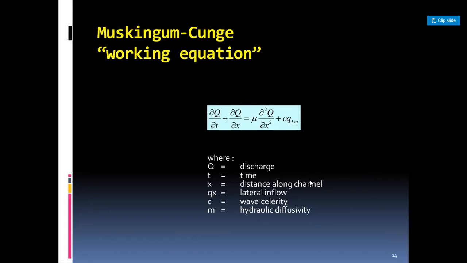where Q is equal to discharge, t is equal to time, x is equal to distance along channel, q_lat is equal to lateral inflow, c is equal to wave celerity, and μ is equal to hydraulic diffusivity.